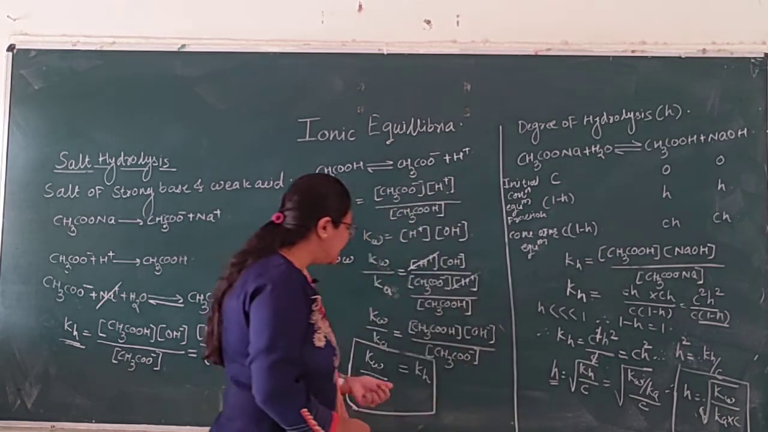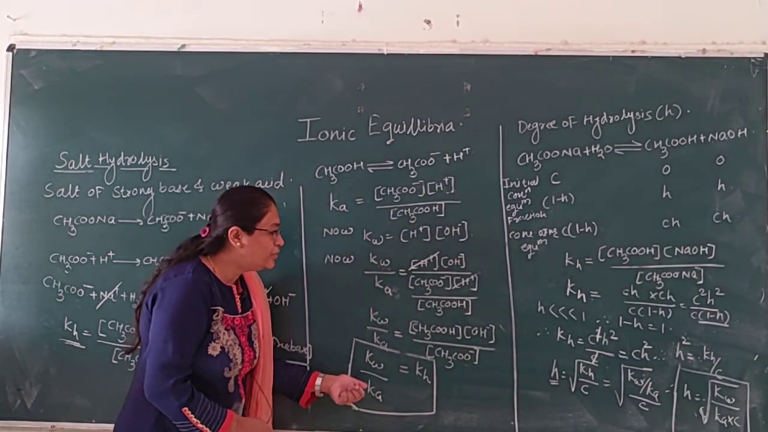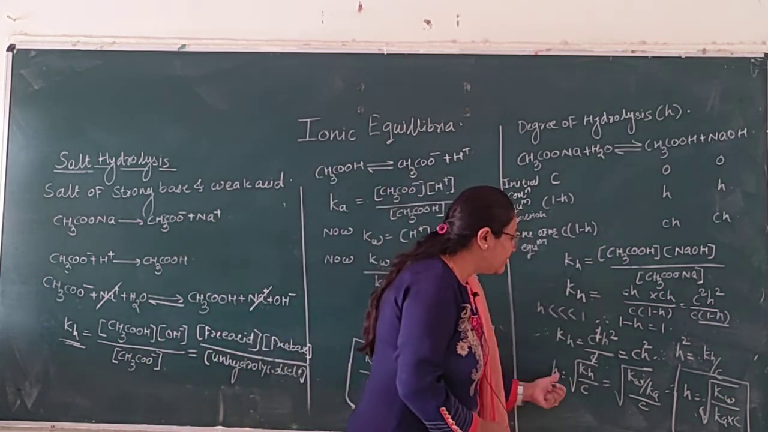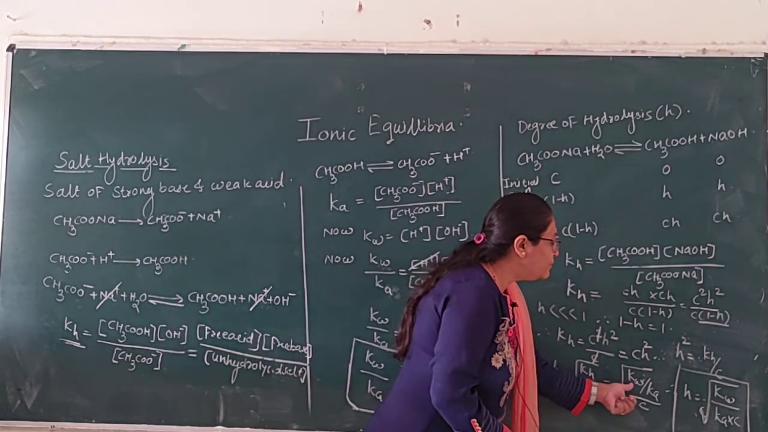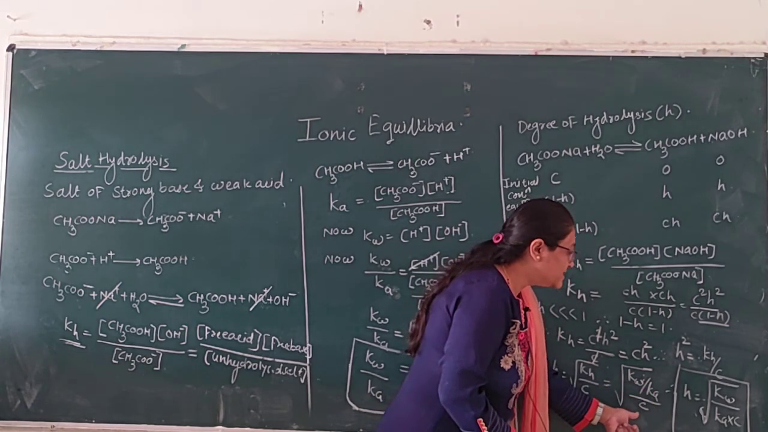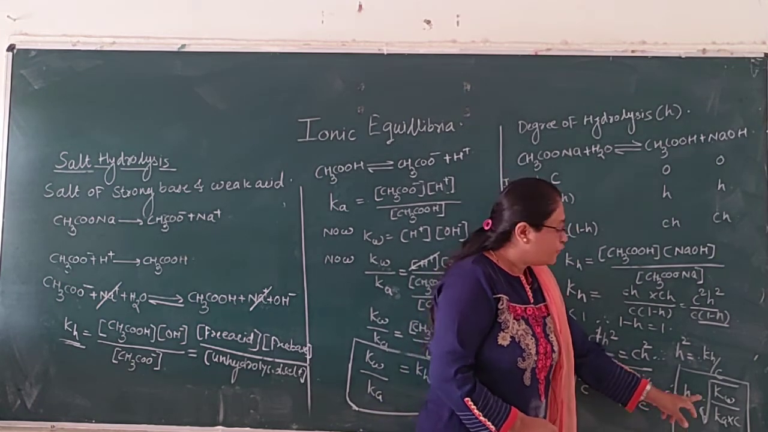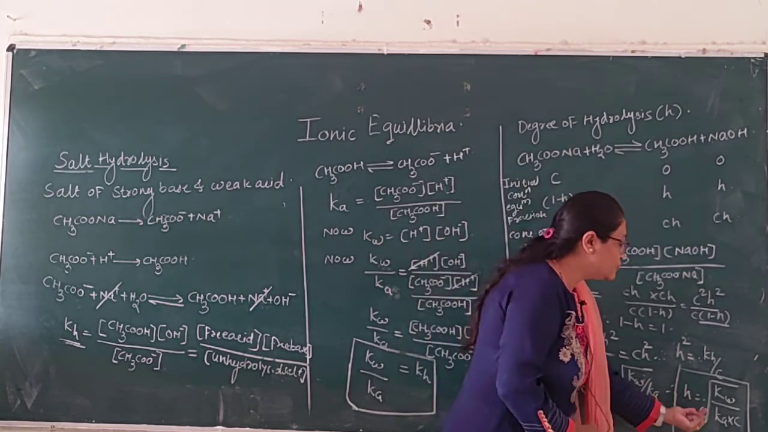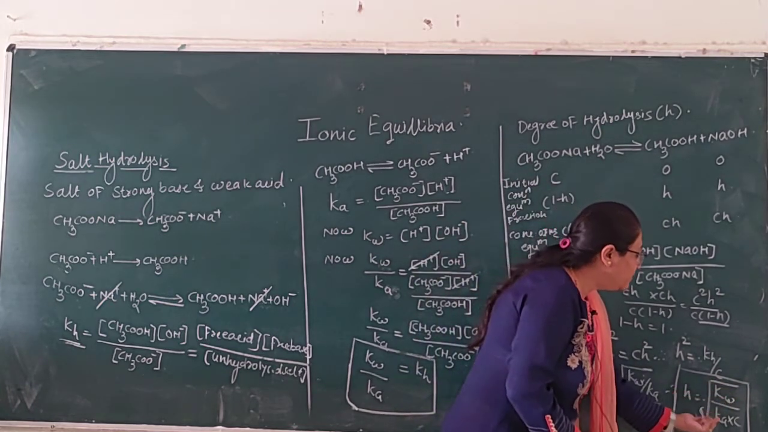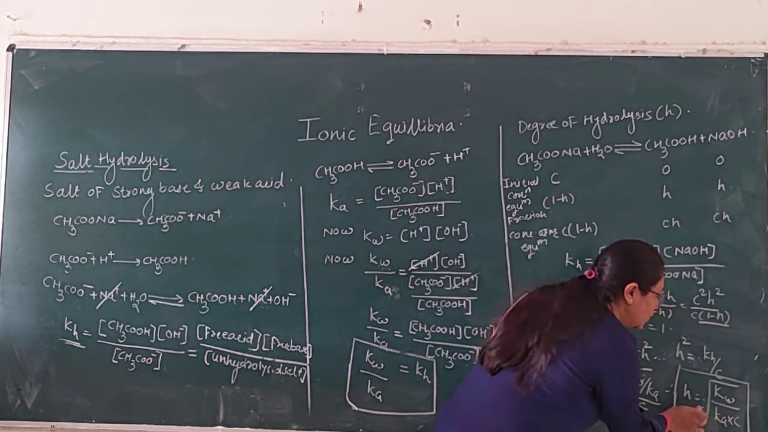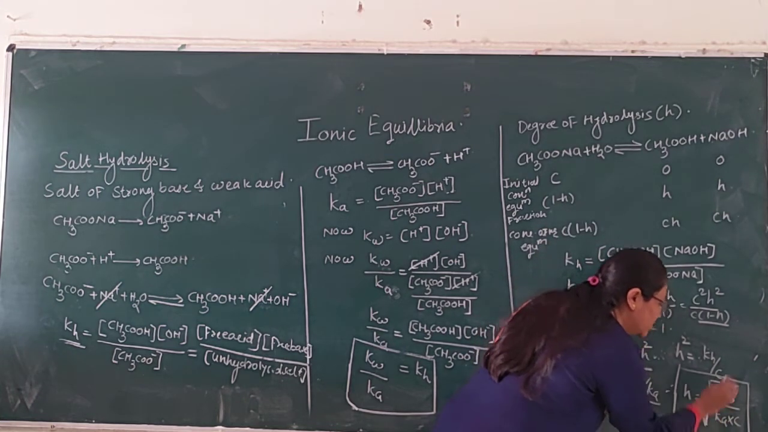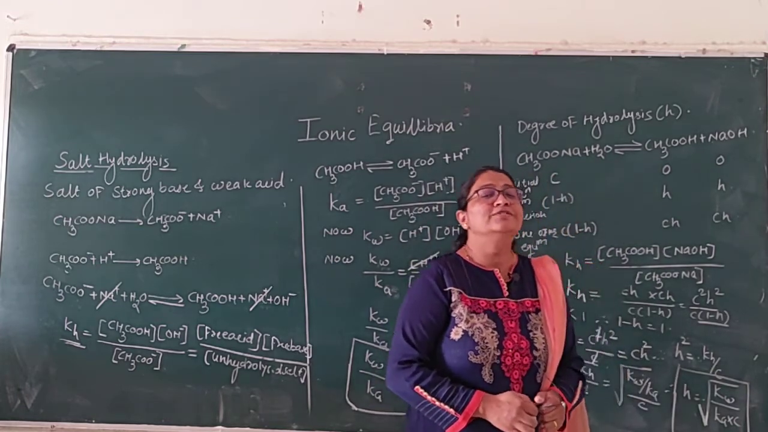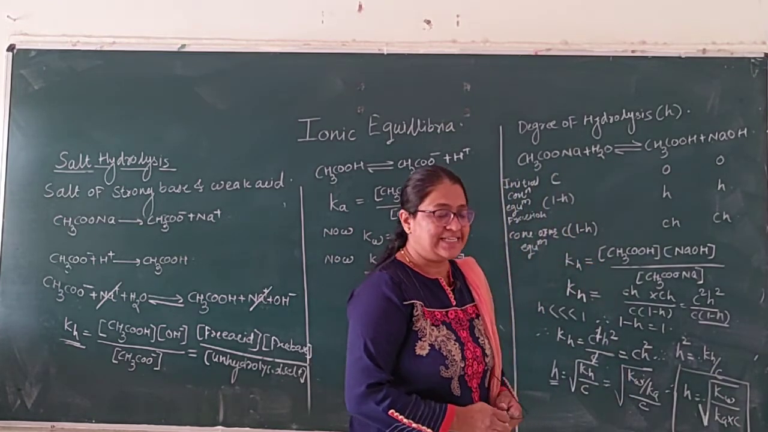Now we know that Kh is equal to Kw divided by Ka. So we will substitute Kh. So this will become h is equal to square root of Kw divided by Ka into C. Therefore, finally, for the degree of hydrolysis we have got the equation h is equal to square root of Kw divided by Ka into C. This is the equation for the degree of hydrolysis of the salt of a strong base and a weak acid.